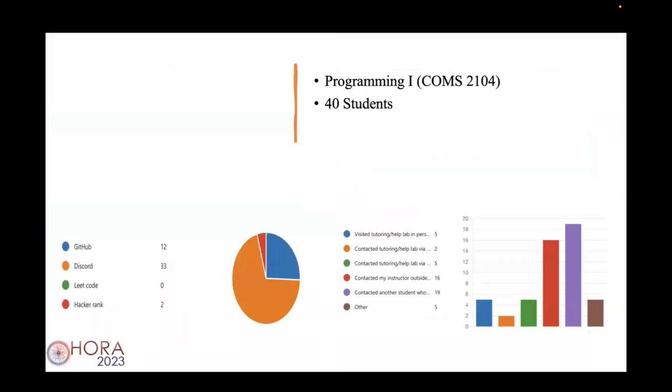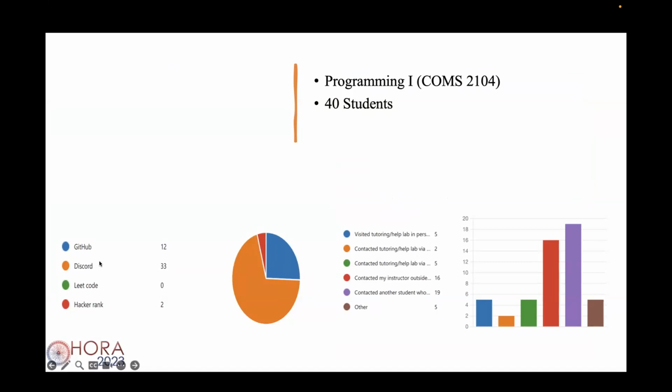And so this is the survey result from the students, showing how they are using the different initiatives. They're using our tutoring lab. They are taking help from the tutoring lab in person, via WebEx, or via email, and they also contact our faculty and other students outside of the classroom.